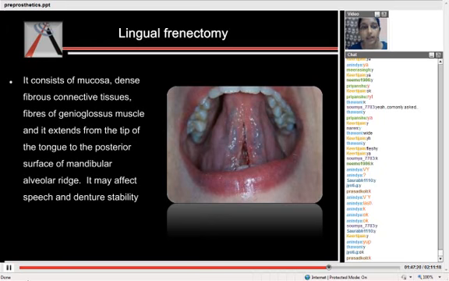See, this is just how you do it. Basically, it will affect your speech, your denture, everything. You guys know it, right?